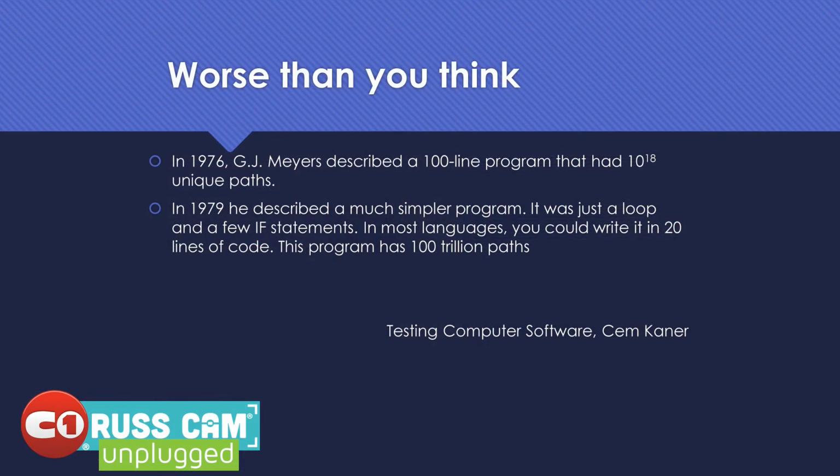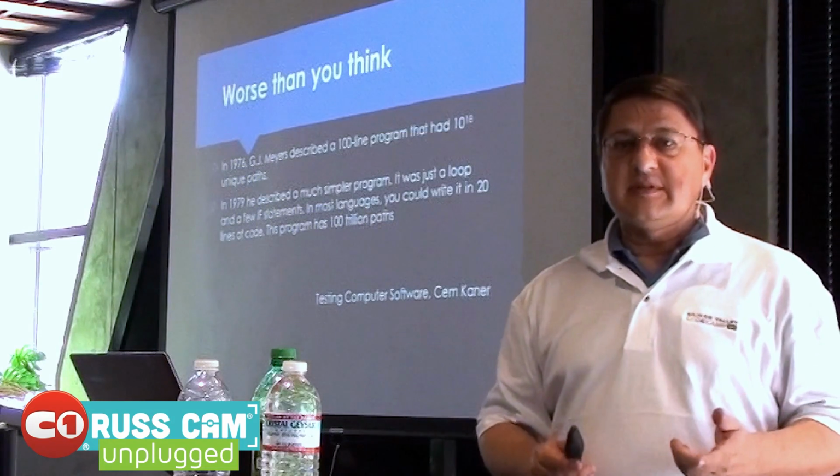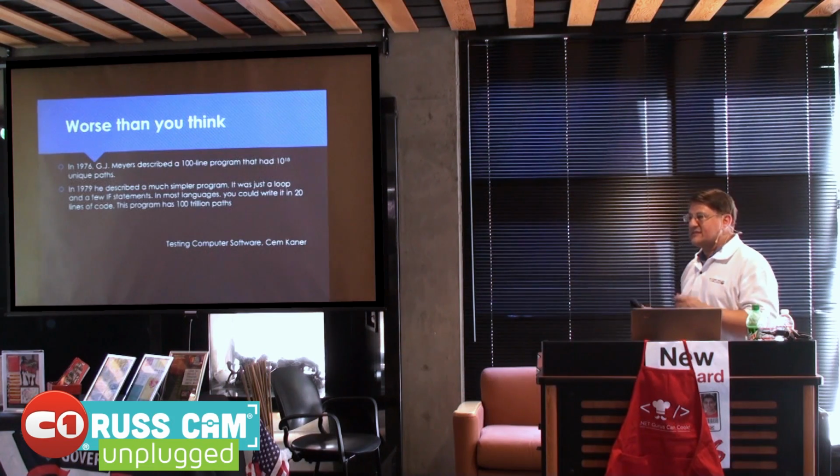And in fact, it's worse than you think. In 1976, G.J. Myers described a 100-line program that had 10 to the 18th unique paths. 3 years later, he described a much simpler program. It was a loop and a few if statements that you could write in 20 lines of code with 100 trillion paths through the code. Now, granted, these are contrived examples, but I think they help us to see how complex this can get.